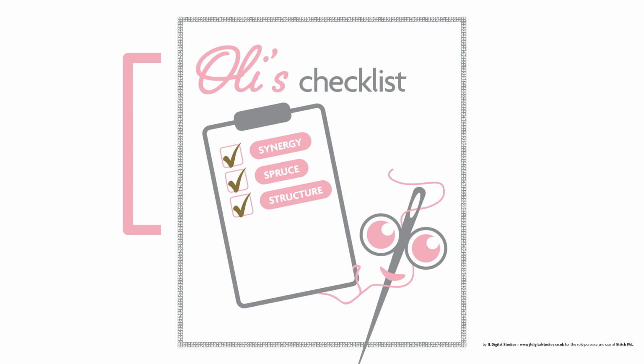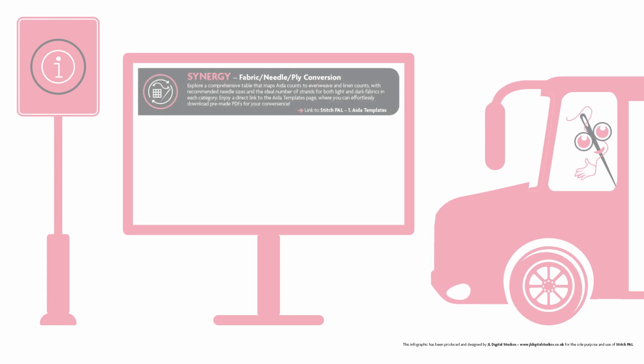Let's now end with a review of this episode. Synergy within StitchPal offers a comprehensive table that maps aid counts to even weave and linen counts, with recommended needle sizes and the ideal number of strands for both light and dark fabrics in each category. Enjoy a direct link to the Ada Templates page where you can effortlessly download pre-made PDFs for your convenience.